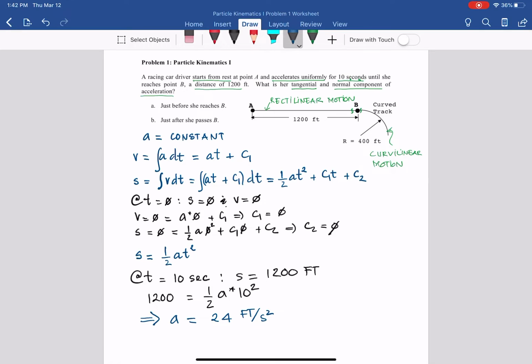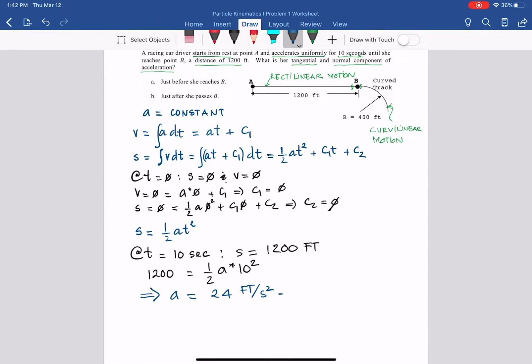Since AB is on a horizontal line, we can show the acceleration as a vector. The vector needs to include the magnitude, 24 feet per second squared, the point of application, which is the acceleration at B, and the direction, which is horizontal. So that is the first answer, and we can underline it. Okay, that is the first scenario.